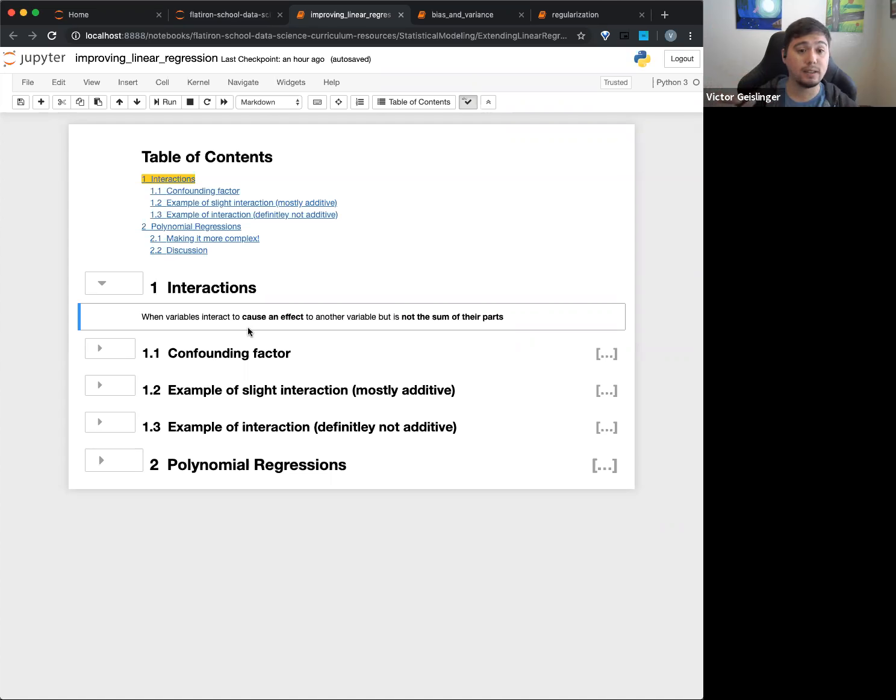So you can see it depends; they're dependent on each other. They're interacting in that way, and that's what we mean by an effect stronger than the sum of their parts.